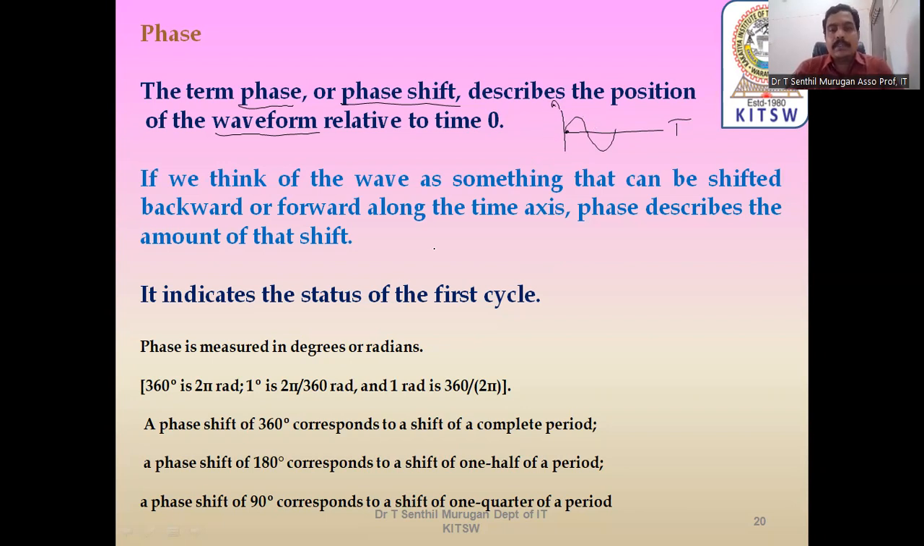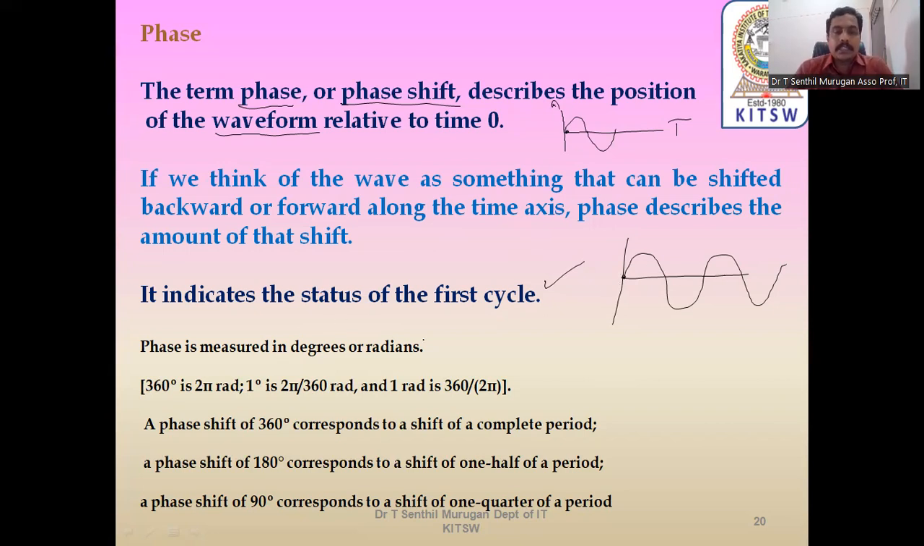If we think of the wave as something that can be shifted backward or forward along the time axis, phase describes the amount of that shift. It indicates the status of the first cycle. So for this waveform, how the first cycle started is what matters. It does not represent the others, because the phase is relative to time zero.